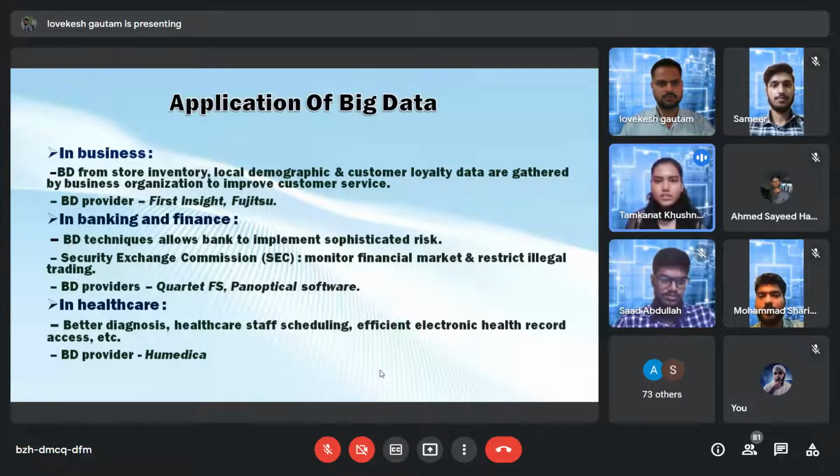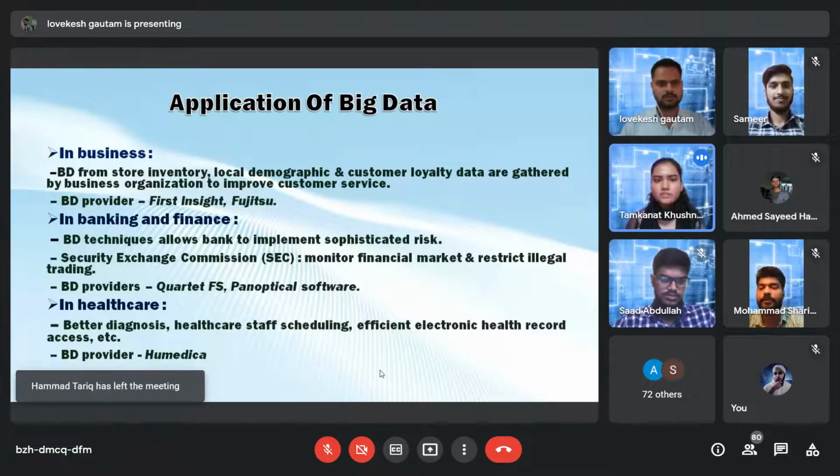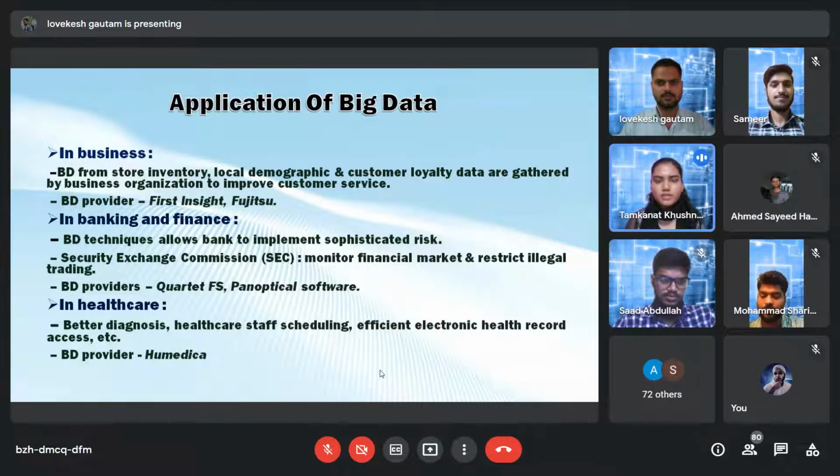Moving on to the application of big data. Business firms uses big data from store inventory, local demographic, customer loyalty data to provide them with improved customer services. Big data provided in this sector include First Insight, Fujitsu.